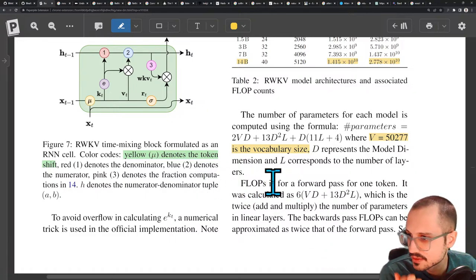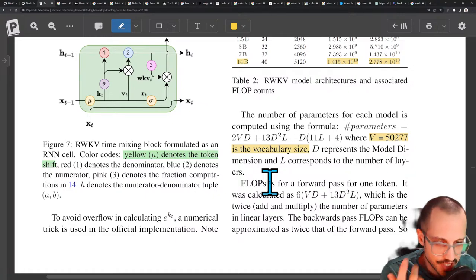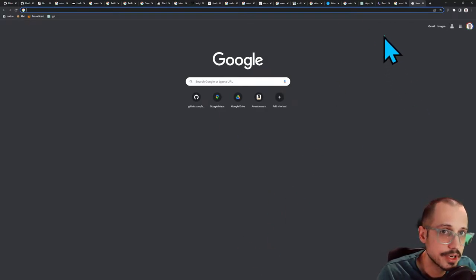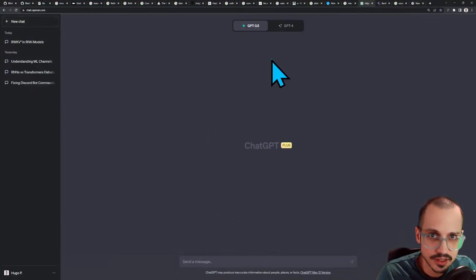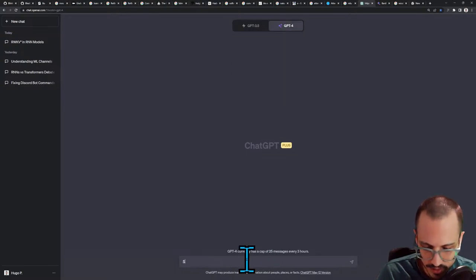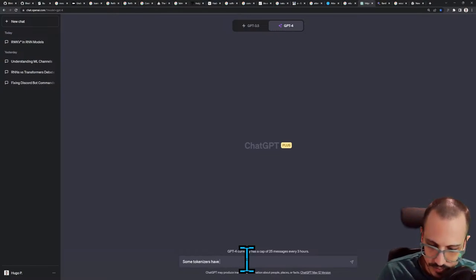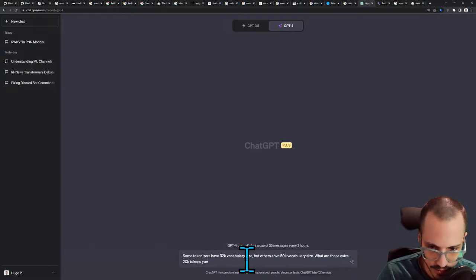Flops is the forward pass. Eleuther AI GPT Neox has 50k tokens. What are the extra 20k tokens? You know who might know this? GPT. Some tokenizers have 32k vocabulary size, but others have 50k vocabulary size. What are those extra 20k tokens used for?